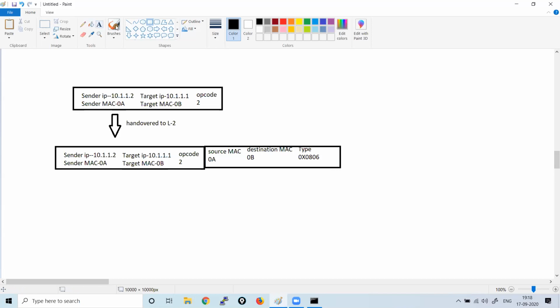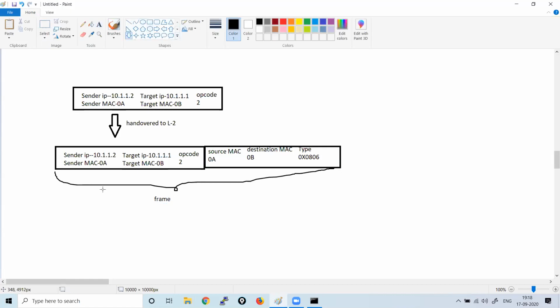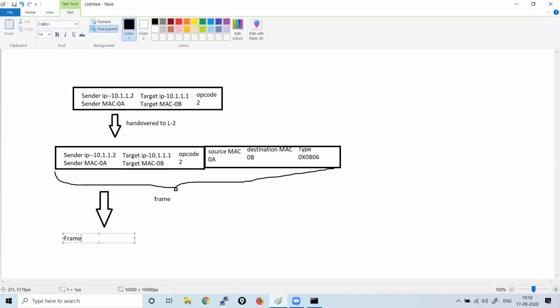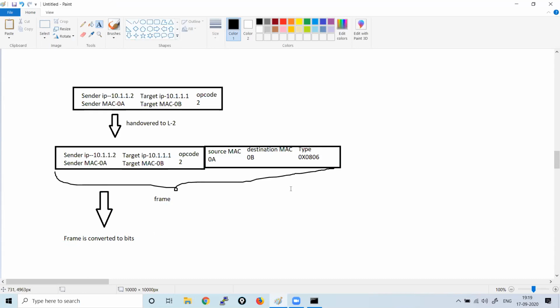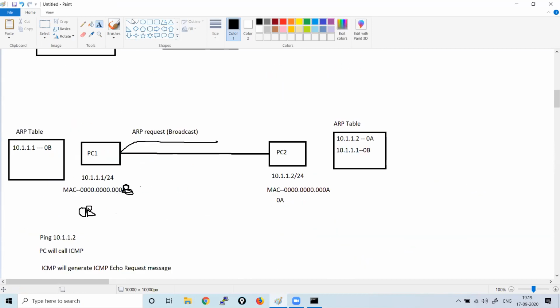Fine. This frame is again sent back to PC1. Now this is handed over to the physical layer, Layer 1. Here the frame is converted to bits and placed in the physical media. Now this time this is unicast. It won't be sent to any other device except the exact device. Why? Because there is no global broadcast address involved. So ARP reply is what? Unicast.